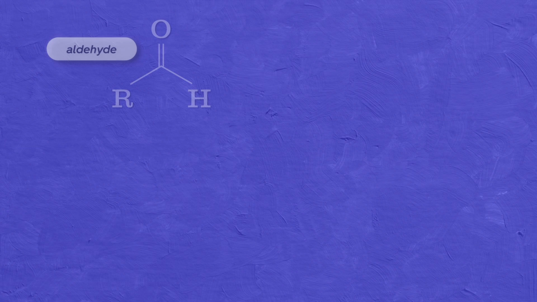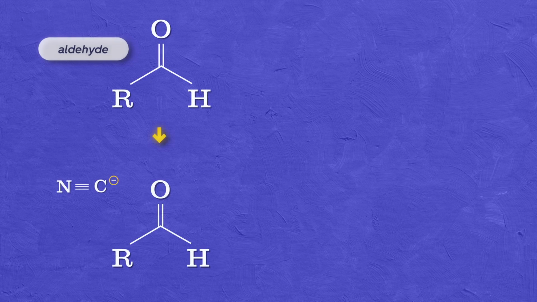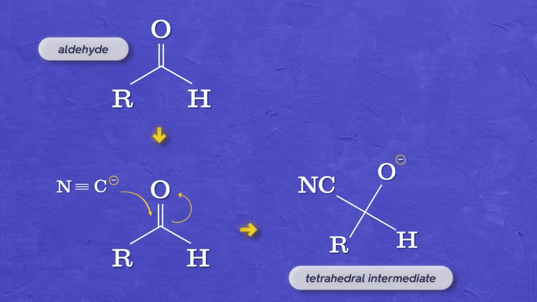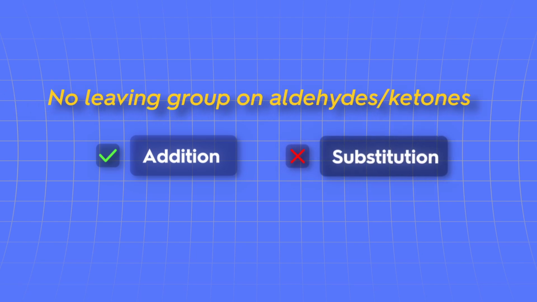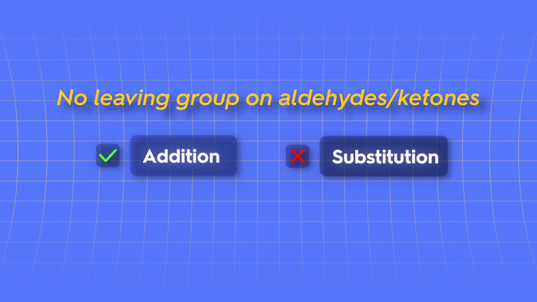Example, cyanide addition. Cyanide attacks acetaldehyde to form a tetrahedral alkoxide. Protonation gives a cyanohydrin. Net result, a new single carbon-to-carbon bond and a hydroxyl group on the former carbonyl carbon. With aldehydes and ketones, you get addition, not substitution. There's no built-in leaving group on the carbonyl carbon.